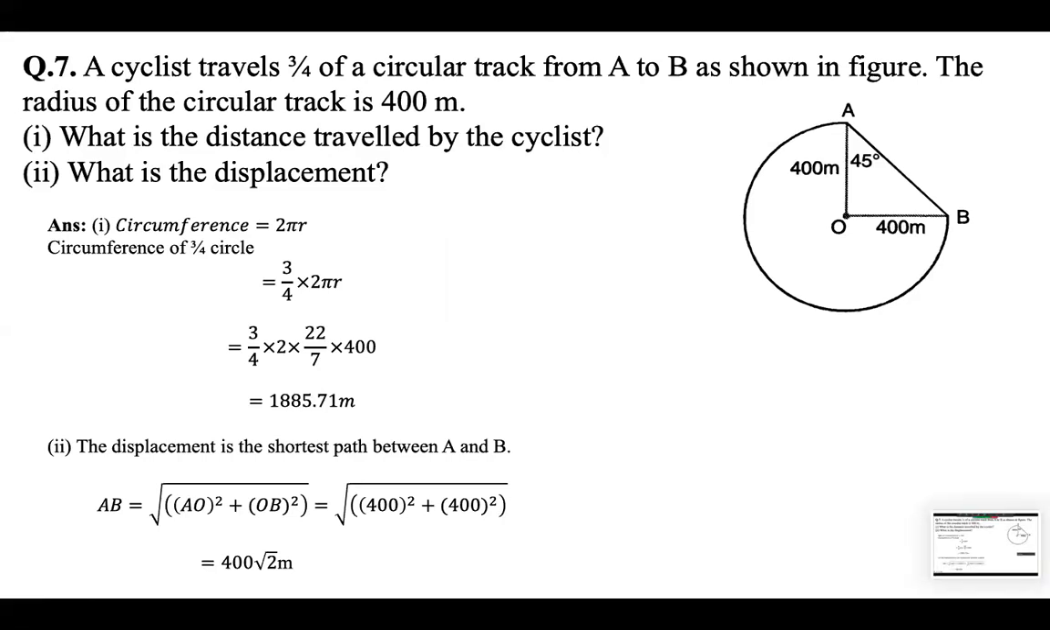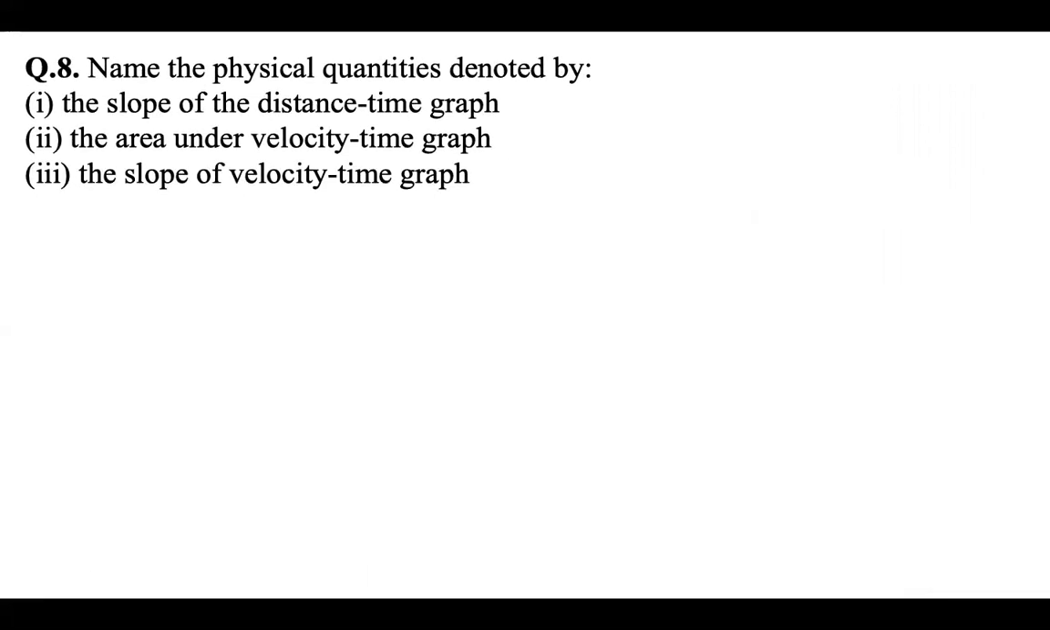Let's move to the next question now. Now we have to name the physical quantities denoted by first the slope of the distance time graph. So what does slope of a distance time graph tell us about? Velocity. Second, area under velocity time graph. Displacement. Slope of velocity time graph. Acceleration. Okay.